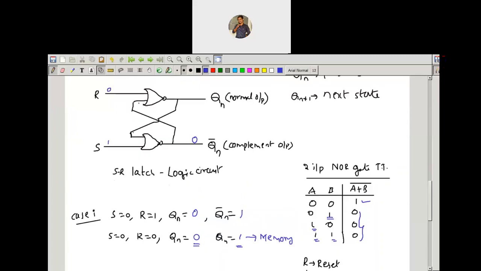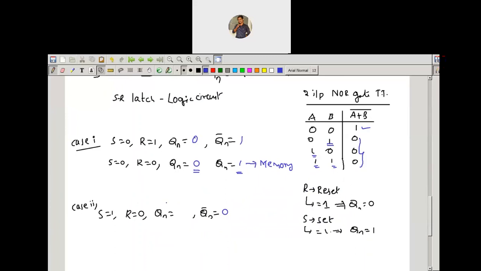Now this 0 will be fed back to the top NOR gate, and for this NOR gate, the two inputs are 0, 0. Whenever the two inputs of a NOR gate are 0, 0, the corresponding output is logic 1. So you got Qn value 1.